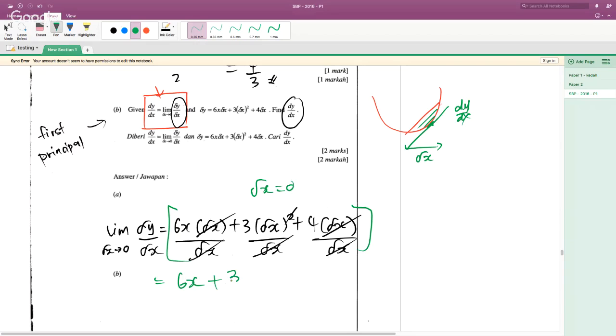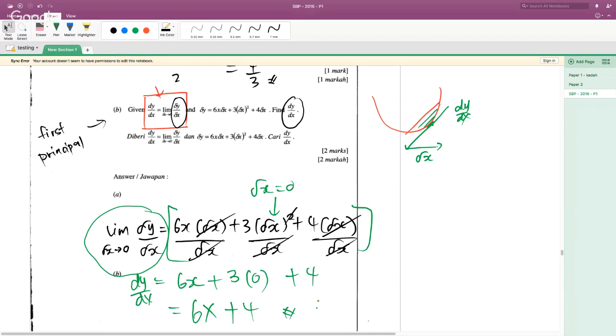3 multiplied by change of x. Do you see change of x here? It's 0, plus 4. All right, the whole thing here equals dy dx already, because at the beginning it says dy dx equals the whole thing here. So dy dx basically equals 6x plus 4. That's all. Okay, this is first principle.